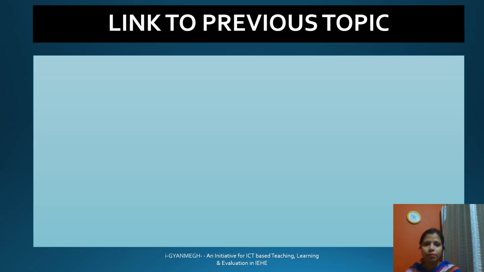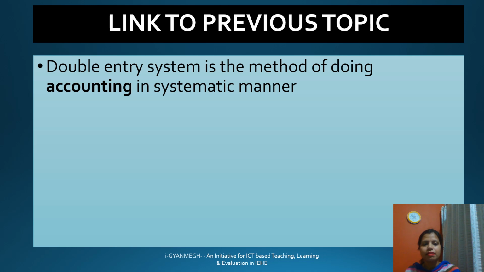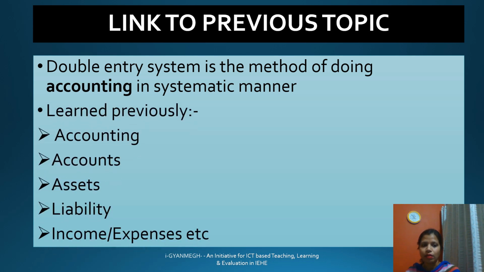Here are some of the links to the previous topic. Dear listeners, as we are going to discuss double entry system, I think you all are already aware of the terms accounting, accounts, assets, liability, income and expenses, because double entry system is the method of doing accounting in a systematic manner. In your previous classes, you have already learned about accounting. What is accounting? Accounting is the process of recording, classifying, and summarizing financial transactions in a systematic manner.